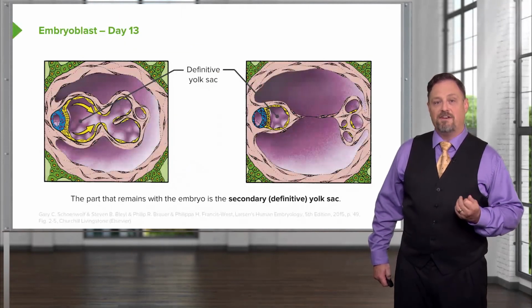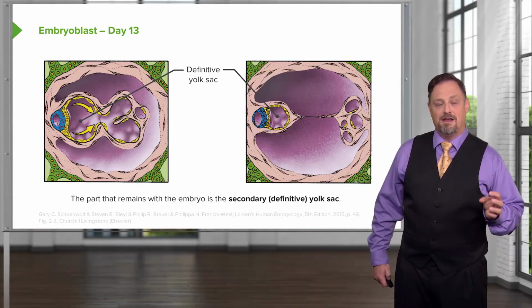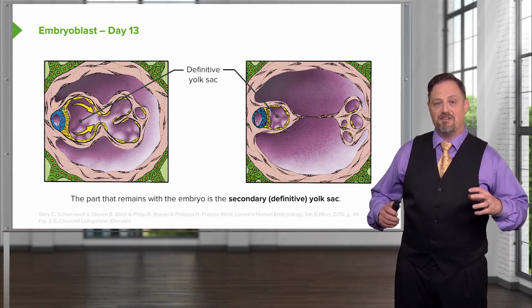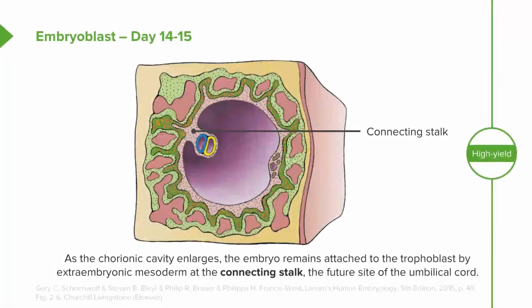Now the secondary or definitive yolk sac stays in contact with the epiblast cells that are developing into the embryo and have an ever-enlarging amniotic cavity within. Now here, as the chorionic cavity and the placenta have grown larger and larger, we can see that the extraembryonic mesoderm is lining the developing placenta and chorionic cavity and is only connected to the developing embryo by a single small connecting stalk. That connecting stalk is what connects the developing bilaminar embryo to the developing placenta, and that is what will become the umbilical cord.